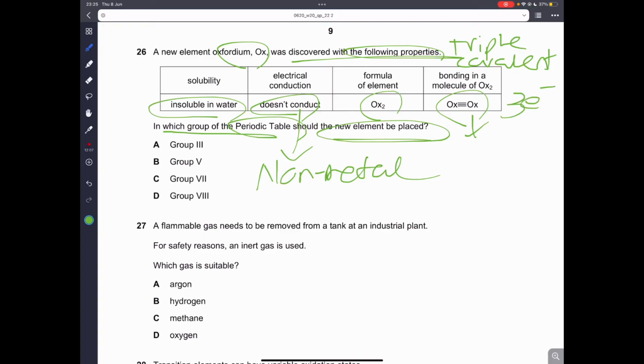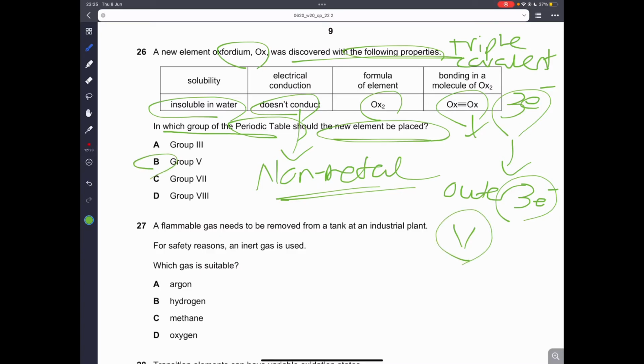A triple covalent bond means it shares 3 electrons each. Now this means they need 3 more electrons in the outer shell. And they are non-metal, so this could only mean that they are in group 5 of the periodic table. Because remember, nitrogen gas has a triple bond to another nitrogen atom, and it does not conduct electricity, and it's not soluble in water in normal circumstances. Therefore, B is the correct answer.